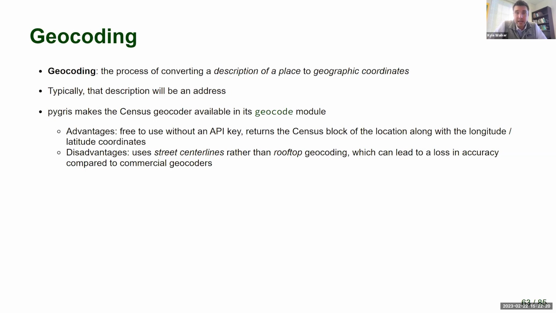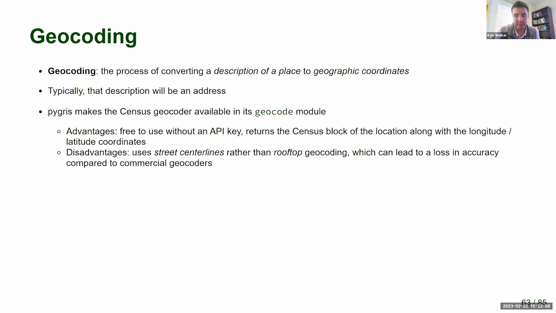It accommodates single address lookups. It accommodates batch geocoding, which many geocoding services don't accommodate, which means that if I have, say, a table of addresses, like a CSV file or a pandas data frame, I can send all those addresses at once. The limit is 10,000 addresses at a time, and I can get back coordinates in batch. So that's really nice. The disadvantage is that if you need accuracy, the Census Geocoder tends to fall short compared to commercial geocoders.